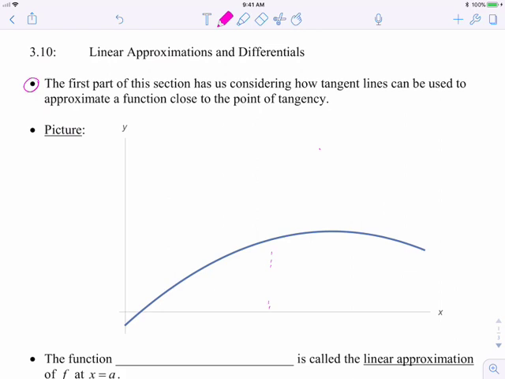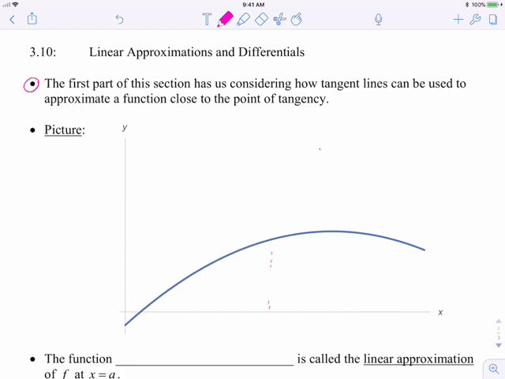Now we've spent all of our time dealing with tangent lines because the slope of the tangent line represents the slope of the curve, and the slope of the curve gives the value of the derivative of the function at that point. Well, a tangent line is a linear function, and what's interesting is that we can use the equation of the tangent line to approximate a function's value in a very small window containing the point of tangency.